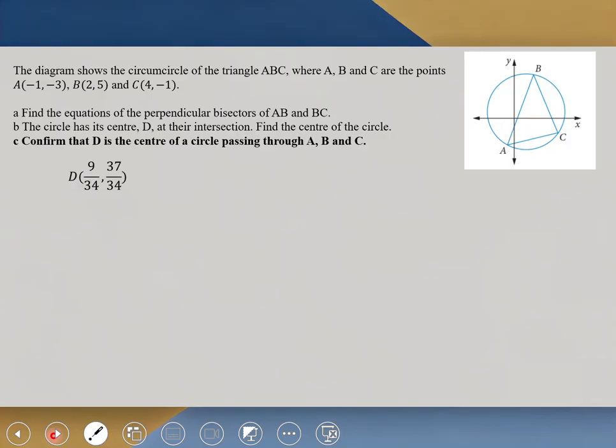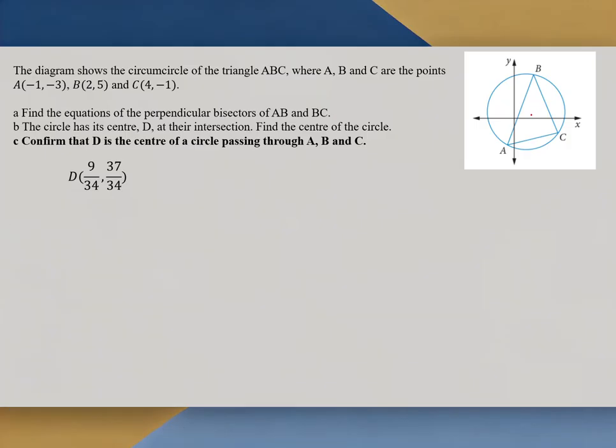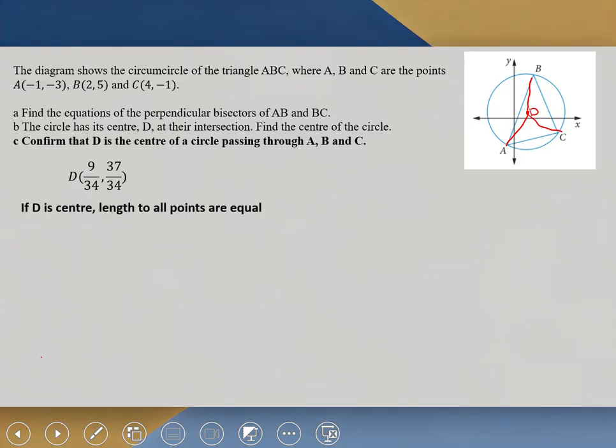Now, part C, to confirm D is the center. So at the moment, we know that we've got a D value that's here. To know that D is the center, we need to look at the length from D to B, to C, and to A, because each of those, if D is the center, should be the radius. So if they are the same, then it means that it is the center of the circle.